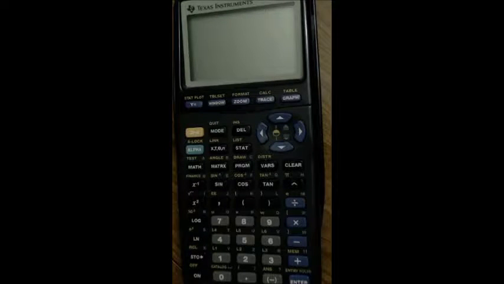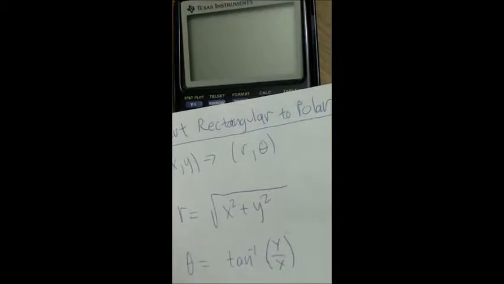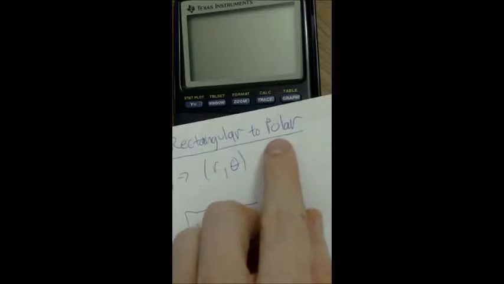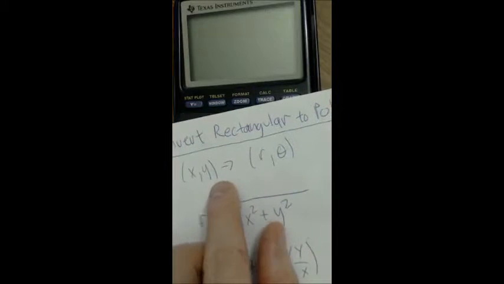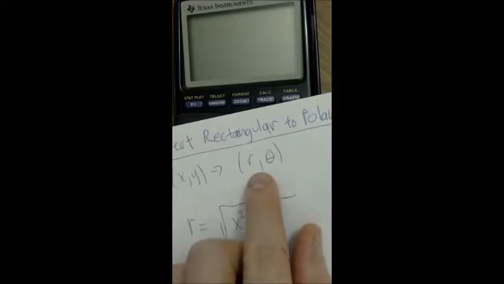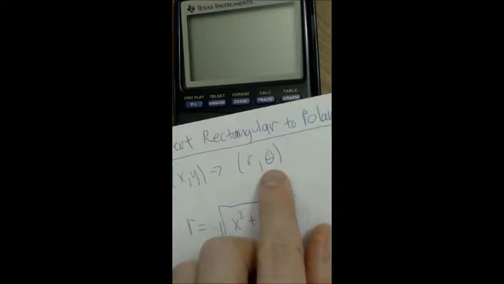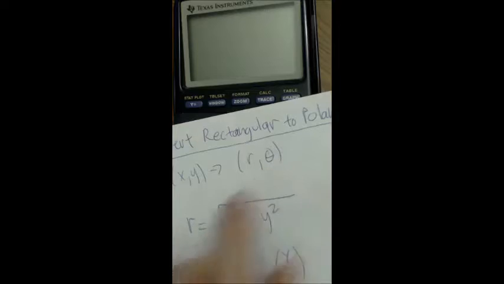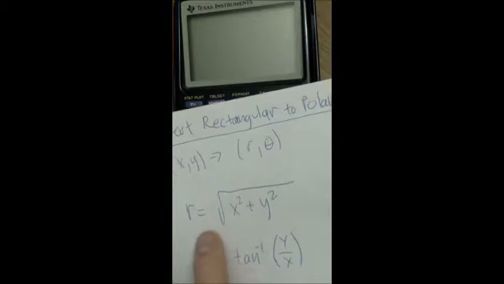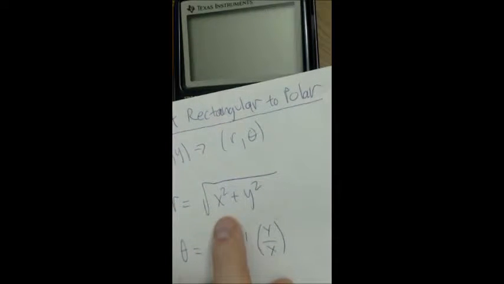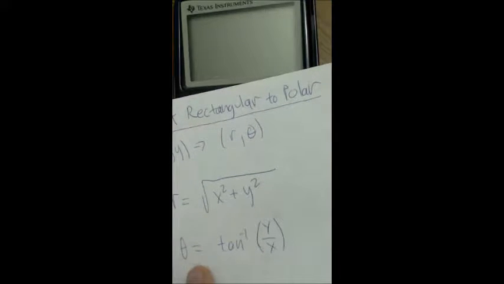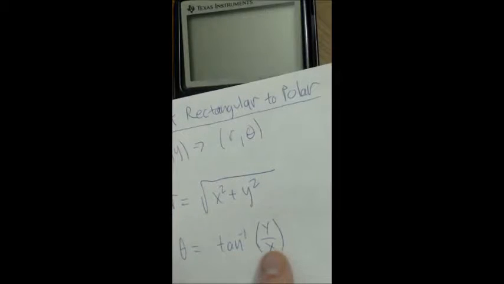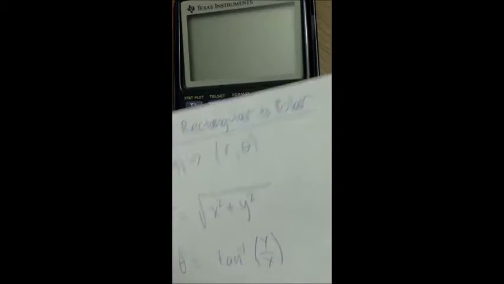This is a program to convert rectangular coordinates to polar coordinates. So if you have an x, y value, you want to change it to polar, you'd have a radius and an angle, or theta. Radius equals the square root of x squared plus y squared. Angle, or theta, equals the inverse tangent y over x. So let's plug that in.